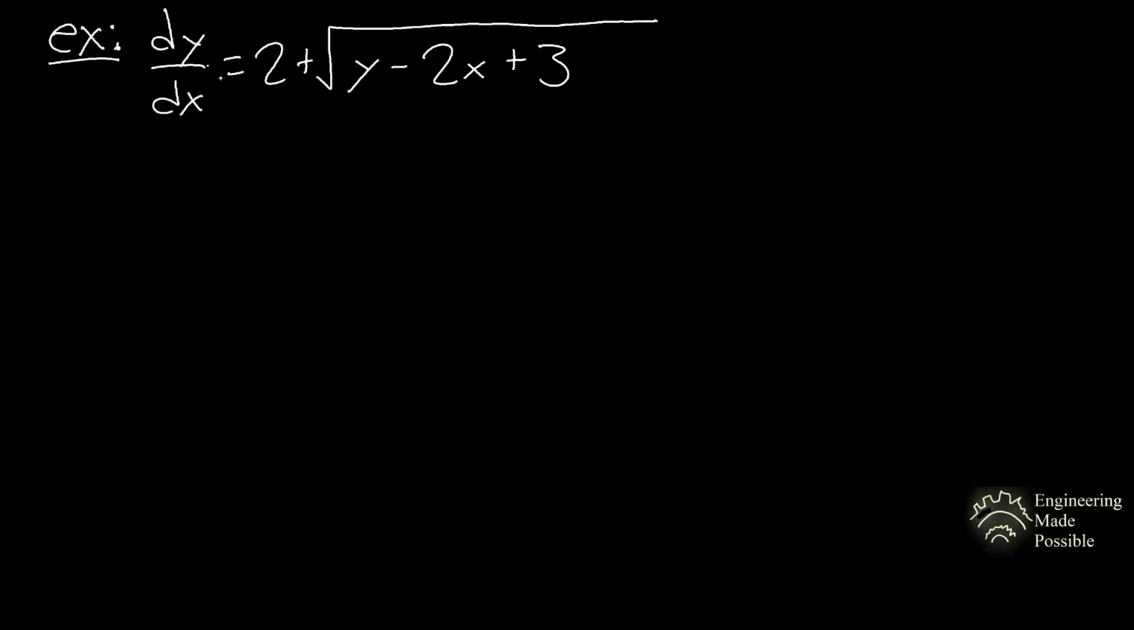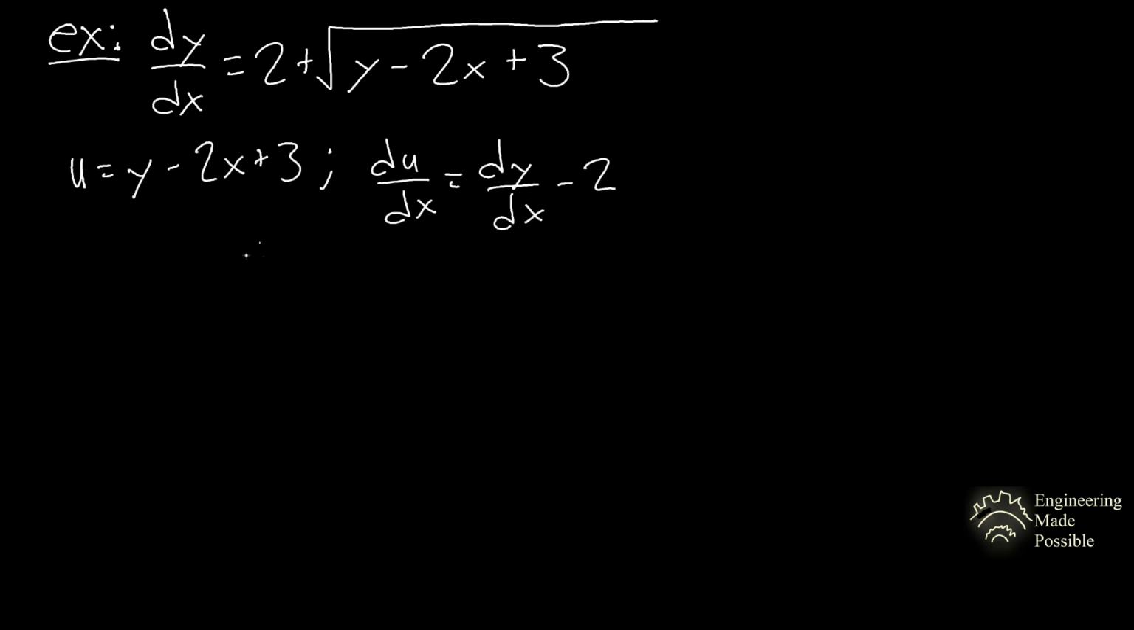So here we have dy dx is equal to 2 plus the square root of y take away 2x plus 3. If you were able to plug in lambda here for the x's and the y's, you wouldn't necessarily be able to factor it out, but you could still use the method of substitution. Only the previous relationships that we used, meaning y is equal to ux and x is equal to uy, won't necessarily hold. So we'll be using a different substitution such that we make this differential equation separable.